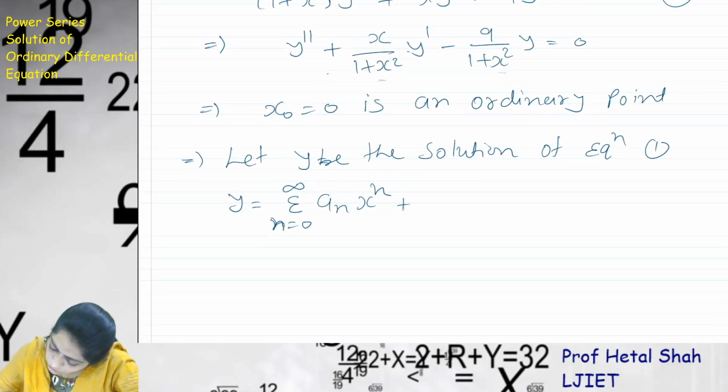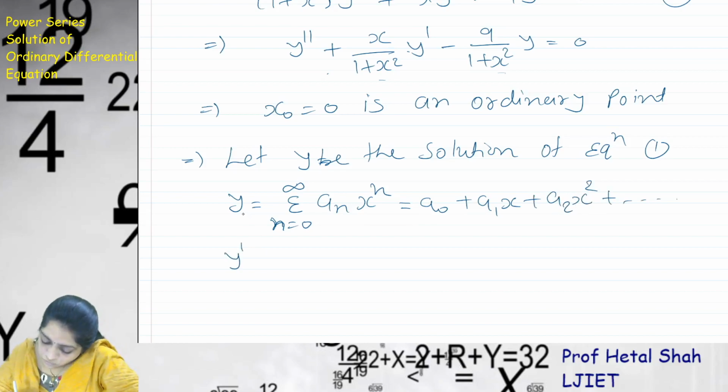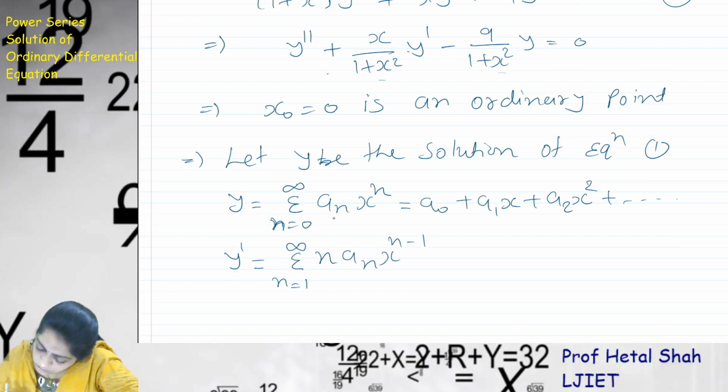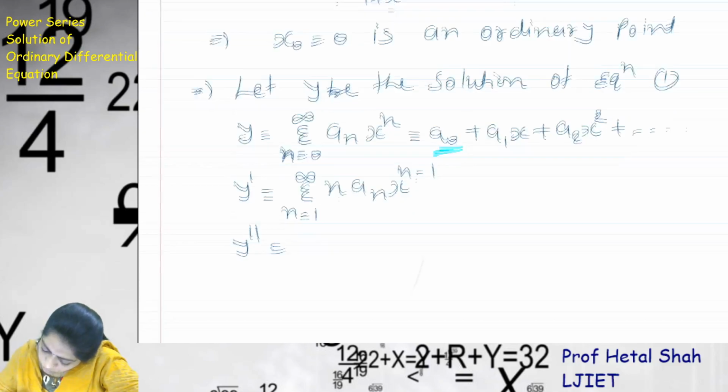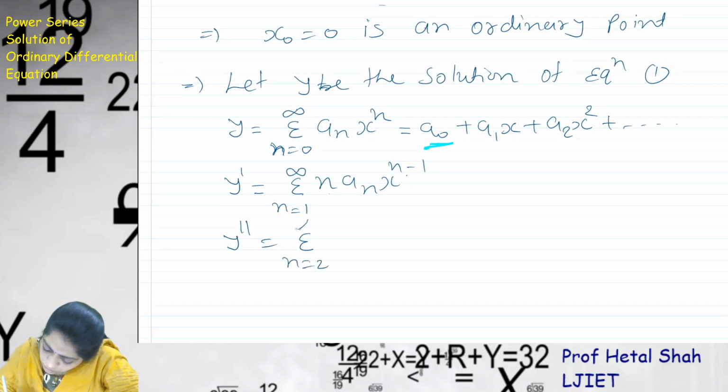If we put n = 0, we get the first term, that is a0. After putting n = 1, we have a1 x, putting n = 2, a2 x^2, and so on. Differentiating y with respect to x, we get y' = summation n = 1 to infinity n a_n x^(n-1). Here a_n is constant, and the differentiation of x^n is n x^(n-1). The derivative of a constant term is 0. Therefore, we start y' with n = 1. Now, the second derivative of y is summation n = 2 to infinity n(n-1) a_n x^(n-2).